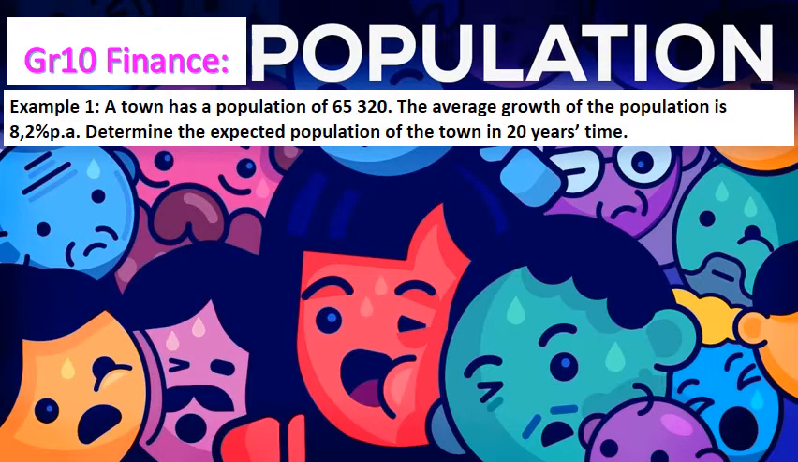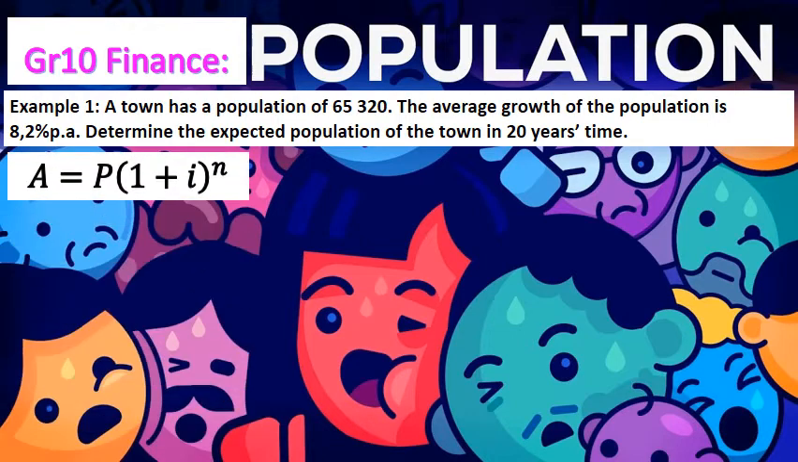If a town has a population of 65,320, that means that's the number of people in the town, and the average growth of the population is 8.2% per annum, we need to determine the expected population of the town in 20 years' time. So when you see any sort of population question, the first thing you need to do is write down the compound interest formula. Now let's consider what information has been given to us.